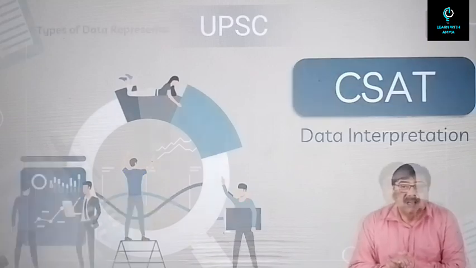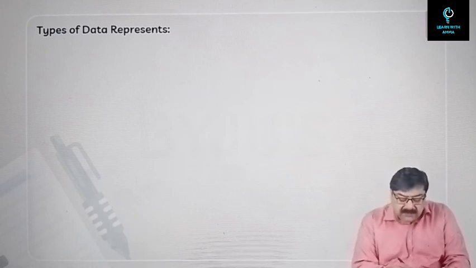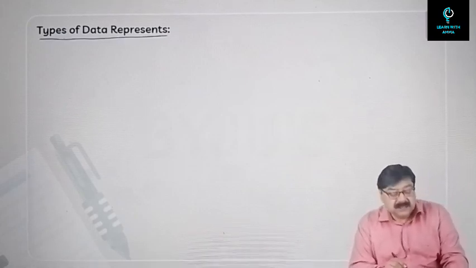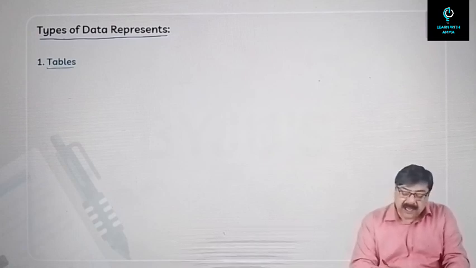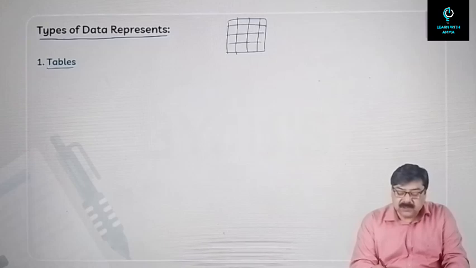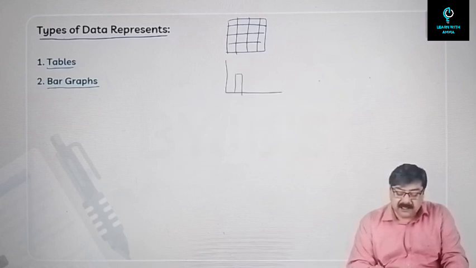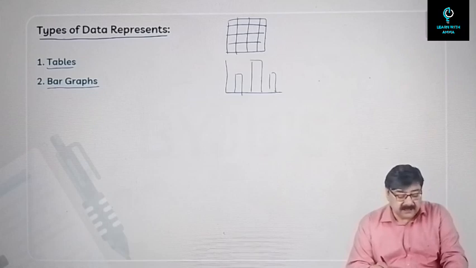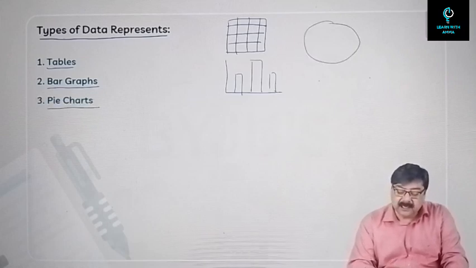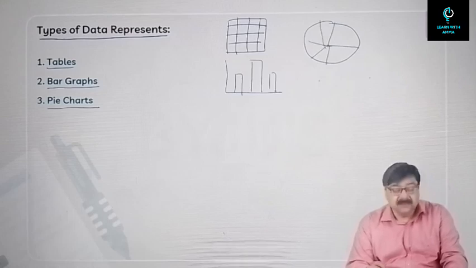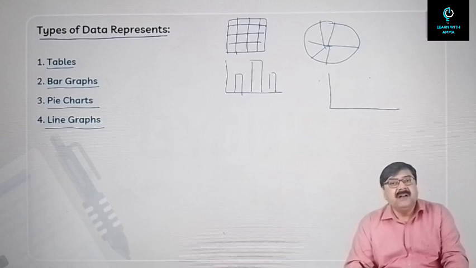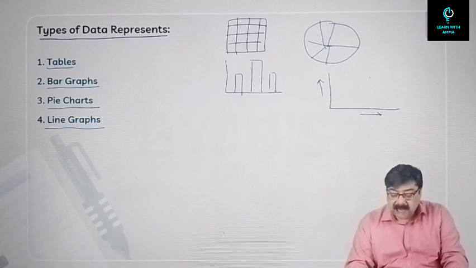When we talk about data interpretation, let's first of all have a look at the types of data it represents. One is through tables, where you have, let us say, rows and columns representing data for various heads. Then you have bar graphs, as you might have seen certain histograms like these to represent the data. Then we have pie charts, which are the circular representations of data. Then the line graphs, wherein you have a graph which has got x-axis and y-axis, and on the two axes the data is represented and marked, let us say, through a line which joins all the appropriate points.